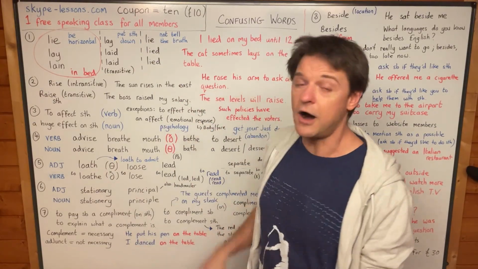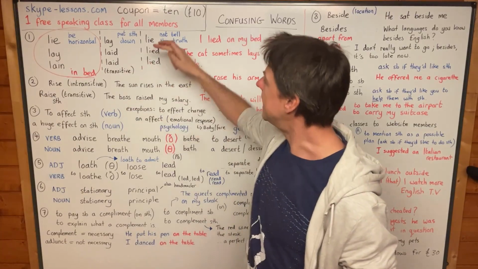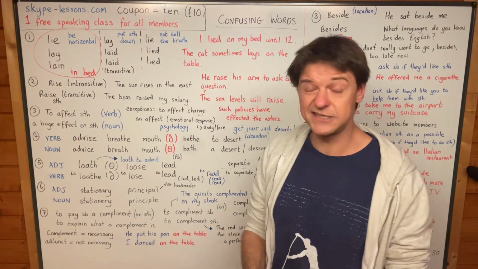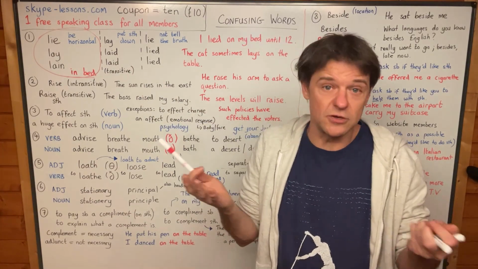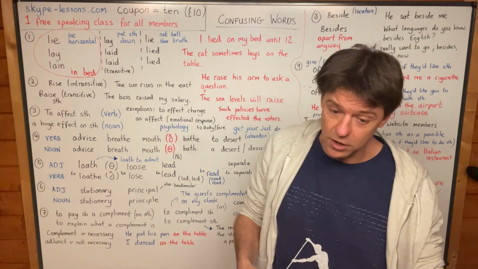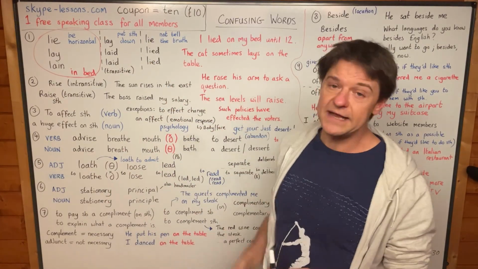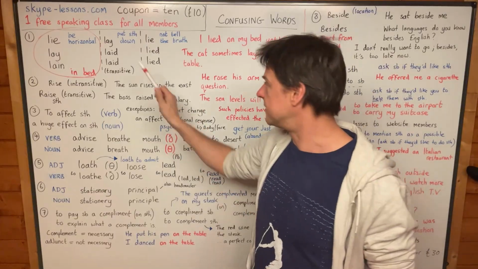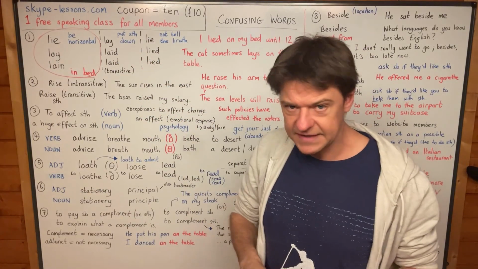These two are regular verbs: lay, laid, laid, and lie, lied, lied. We're basically putting a D sound on the end of the infinitive, which is what we usually do with other verbs: work, worked, worked; lay, laid, laid; lie, lied, lied. They're basically regular, these two. Okay, now the next one, lay, means put something down.